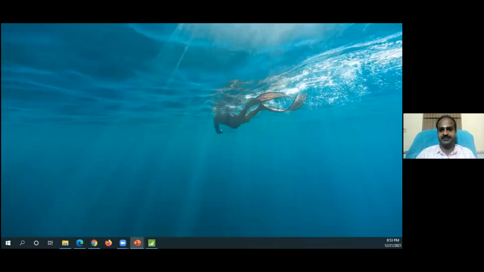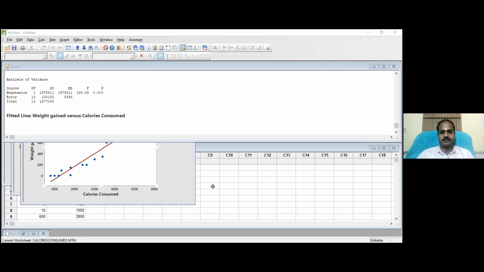Right? So that's it about the control chart. Now we'll see how we can use Minitab to plot a control chart.